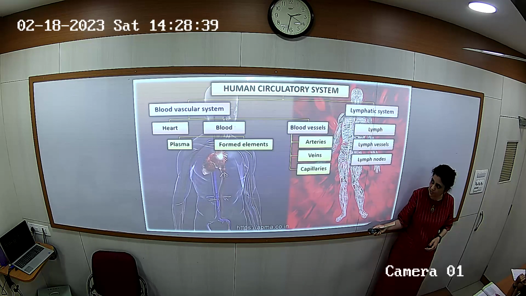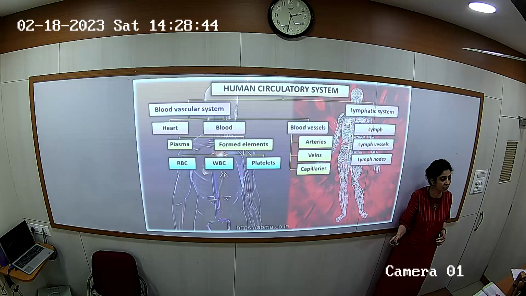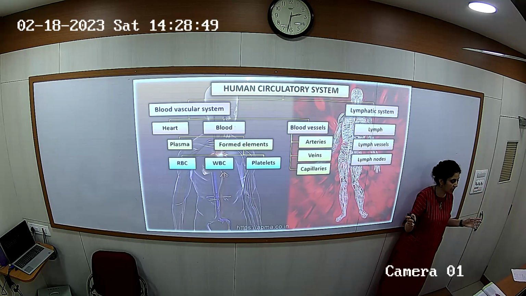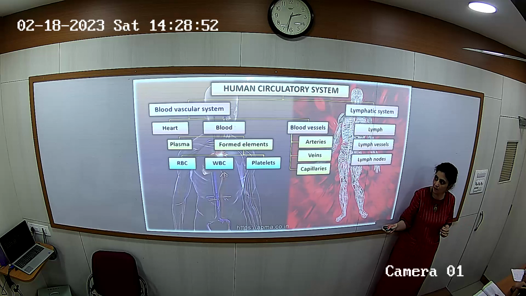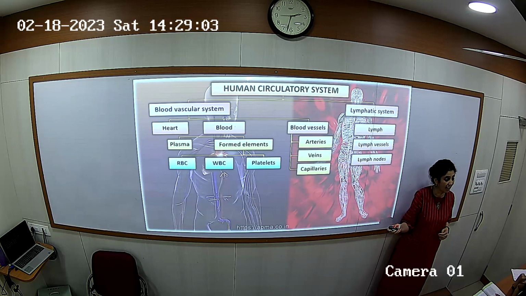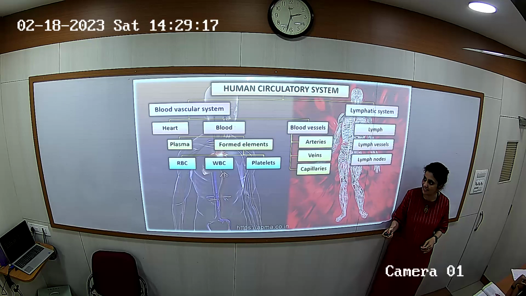Plasma and formed elements we just saw. In the formed elements, we have RBC, WBC and platelets. In 6th, 7th standard at school we saw these are the three cells in the blood. RBC, red blood cell; WBC, white blood cell; platelets are actually cell fragments which are required for coagulation. RBCs are called red blood cells because they are red in color. True or false? RBCs are red in color. True. WBCs are white in color. False. WBCs are colorless. Okay?